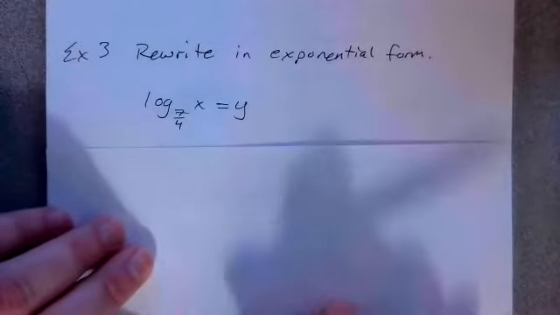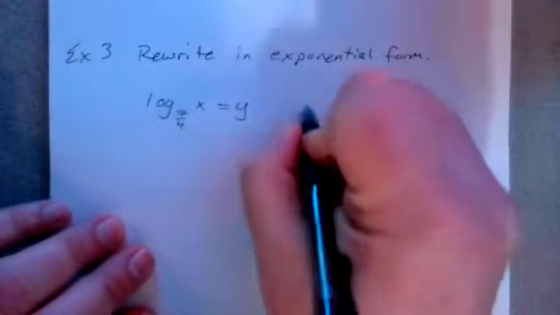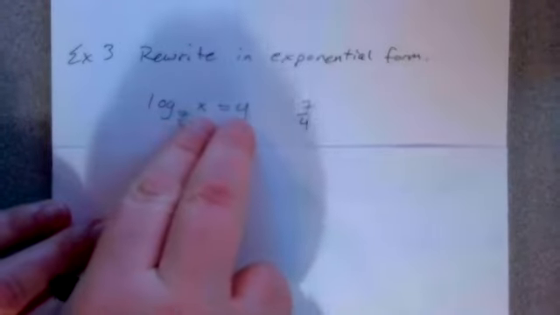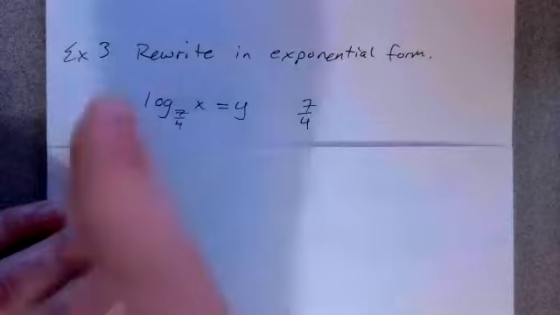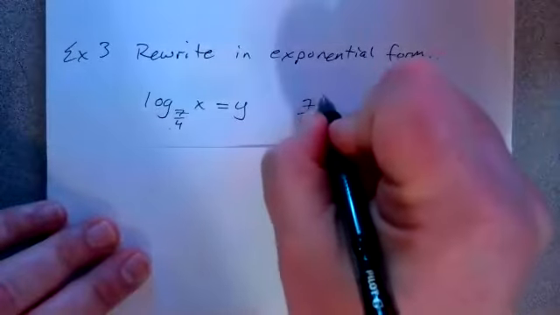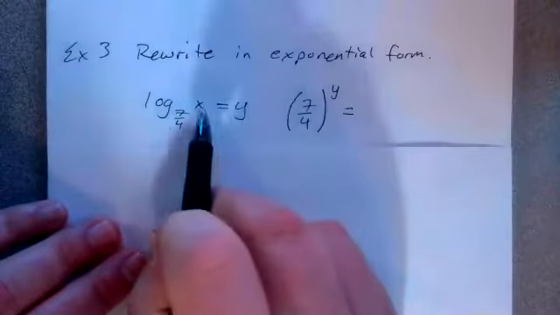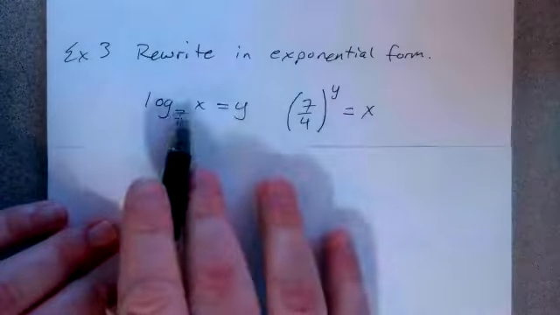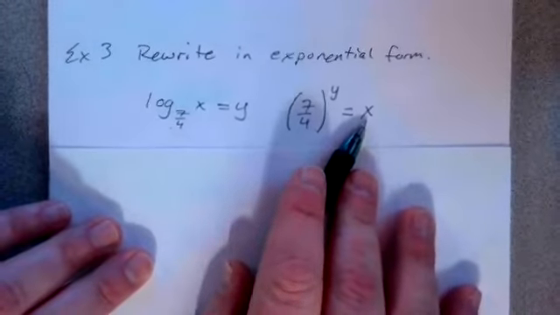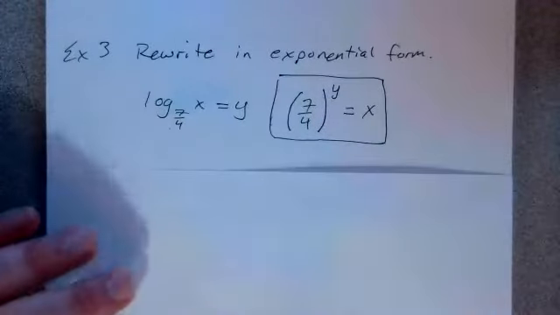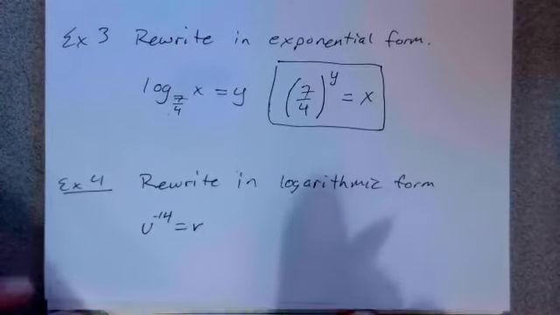All right, here we go. Rewrite this in exponential form. Remember the base stays the same. So the base in exponential form would be 7/4 raised to what power? Remember, the argument and the exponent switch. Here, this is my exponent, so 7/4 raised to the y power equals x, because my argument now becomes my answer. Very good. All right, another example here.